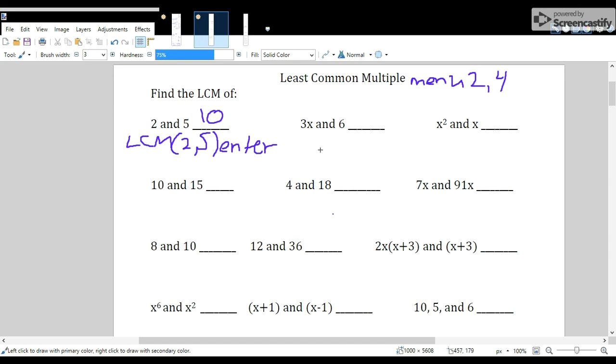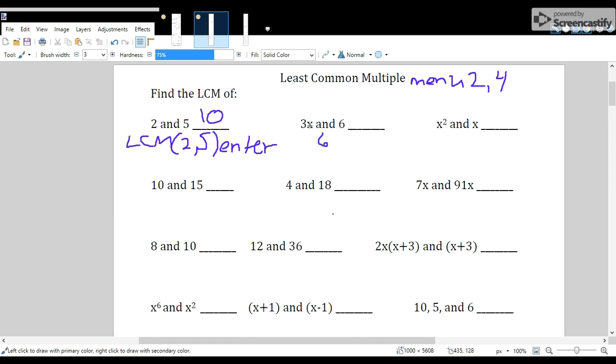Now this will only work for the numbers. It will say error if you try to put in the X, or if you try to put in more than 2 numbers at a time. So for this one, the LCM of 3 and 6 is 6.